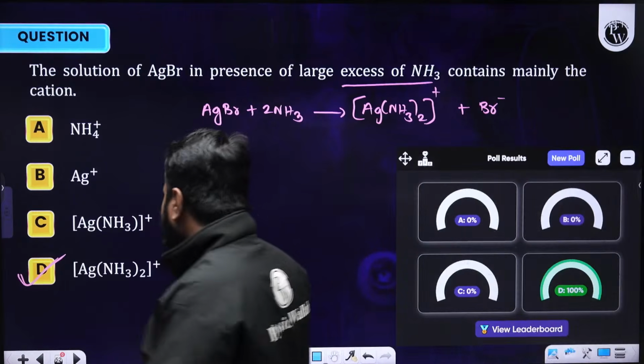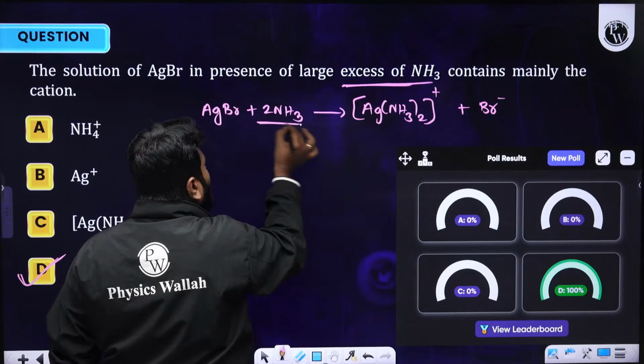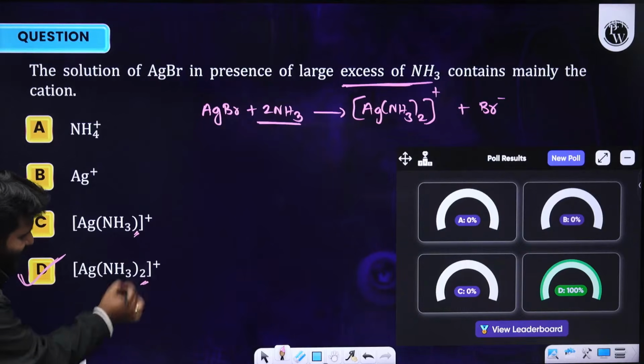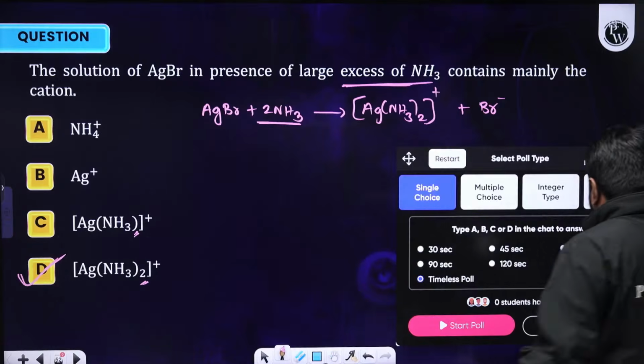Blissy, they mentioned here excess, right? So excess means more than 1 mole of ammonia we will be having. So that is the reason here too. Here excess. Option D is the correct answer. Next question.